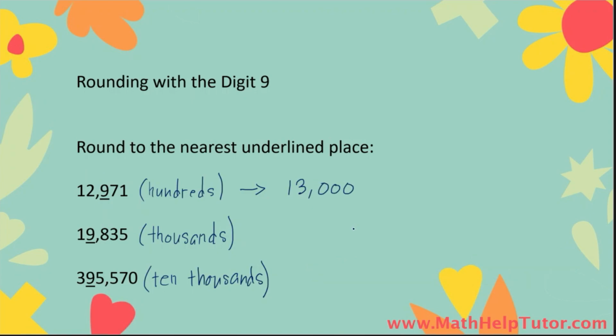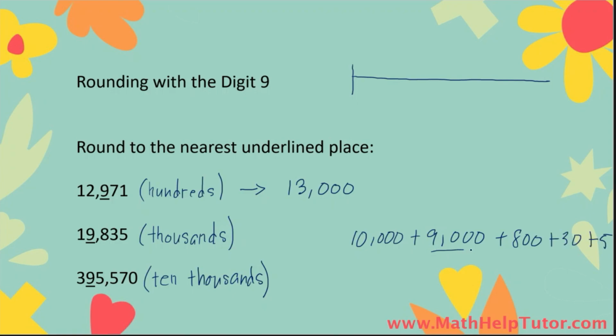Next, let's have the second number. We're being asked to round 19,835 to the nearest thousands because it's the thousands digit that's underlined. To solve this, we have to draw a number line and find the current thousands place. If we write the expanded form, this is equal to 10,000 plus 9,000 plus 800 plus 30 plus 5. And this is the thousands place.